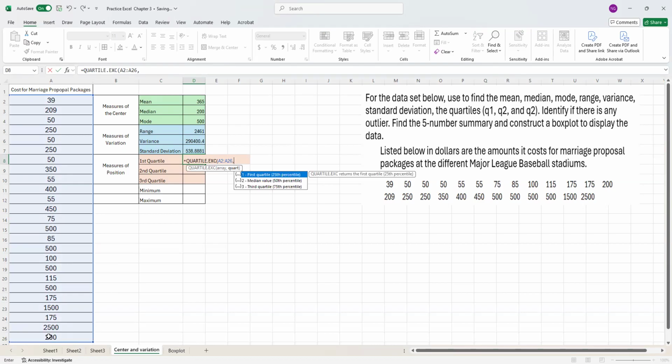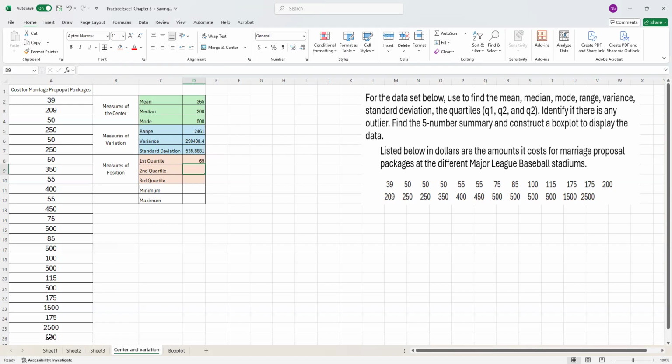Remember, the first quartile is at 25% of the data. The second quartile is at 50% of the data. The third quartile is at 75% of the data. Then I put one because I want to find the first one. Enter. For the second quartile, I put quartiles again and hit the first one.